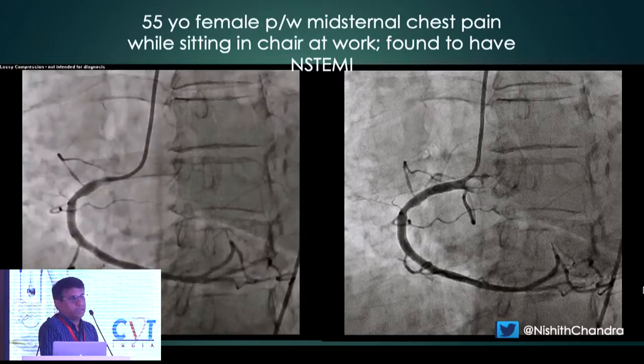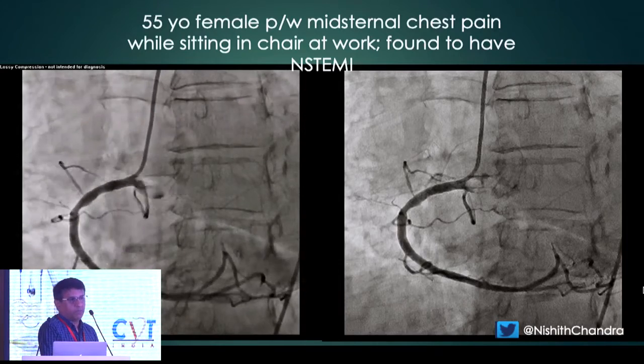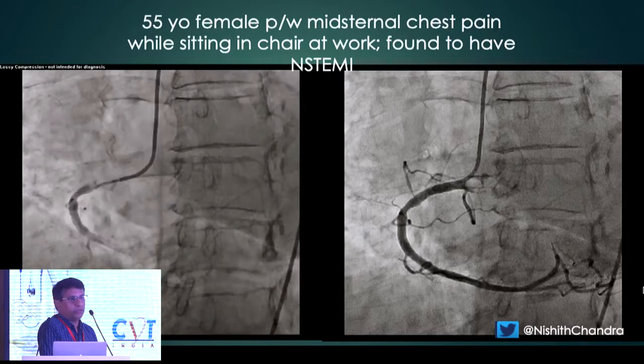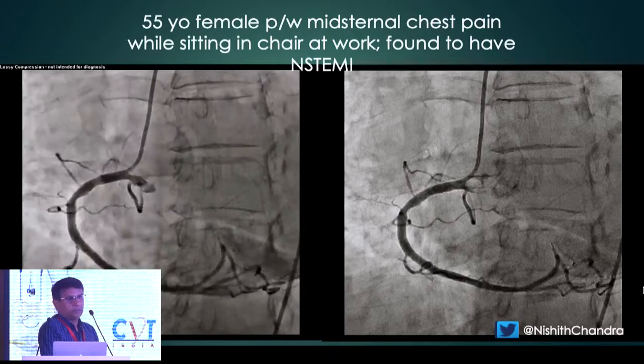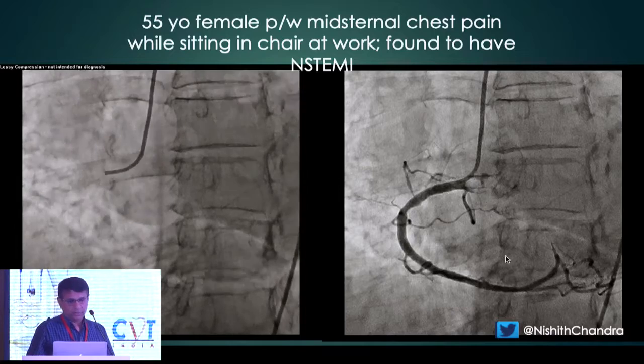So based on this angiography, is it clear? Would you put a stent? This is a borderline lesion. You will be accused of putting more stents. But the patient presented with an STEMI. So what did we do?